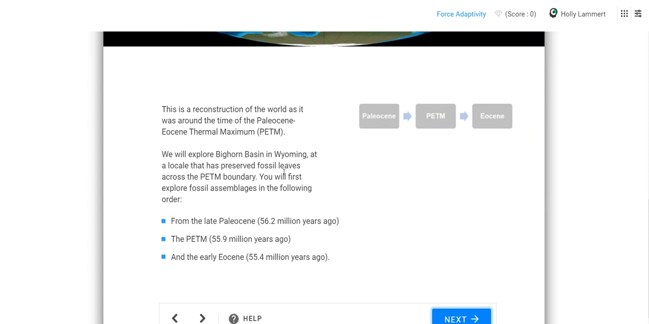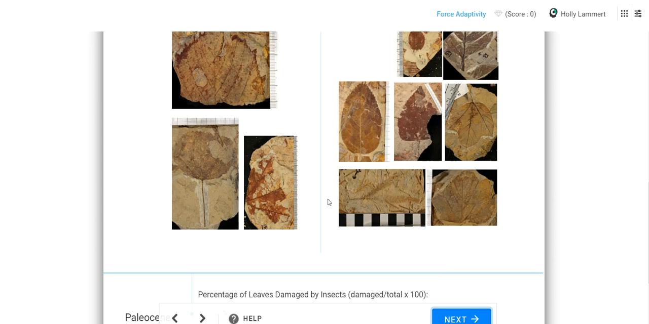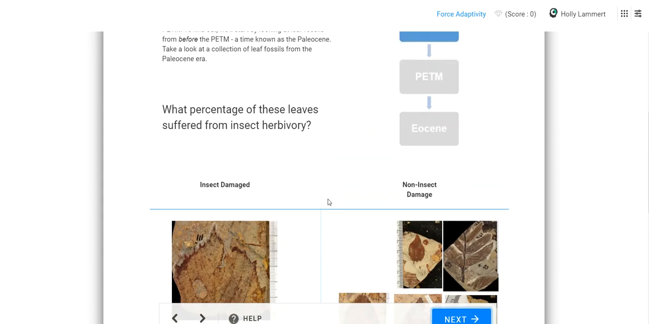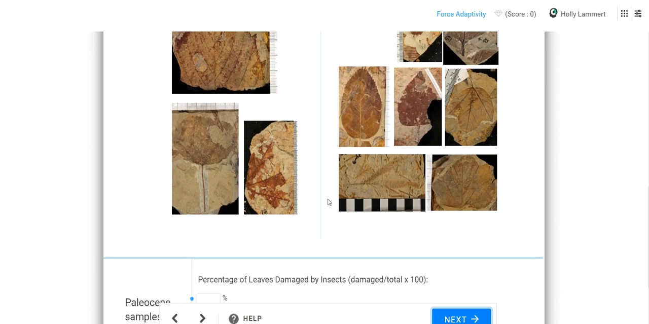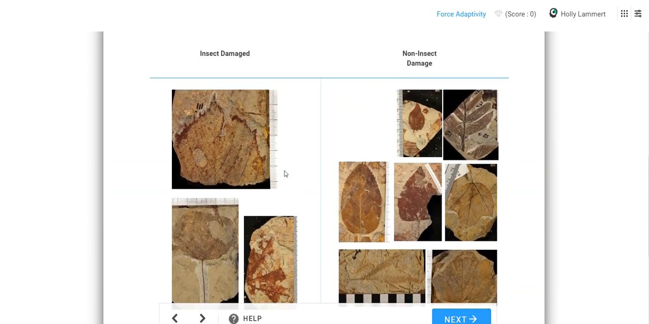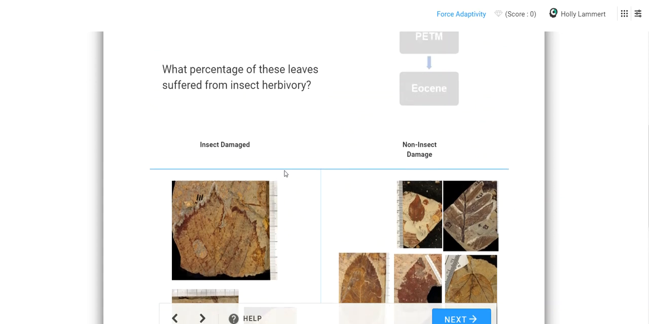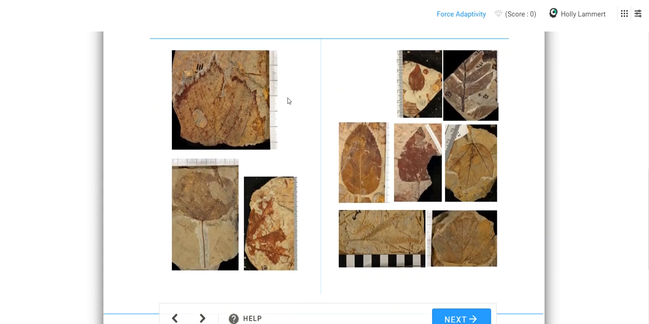There's a reconstruction of the world as it was at the time of the Paleocene-Eocene thermal maximum. We will explore Bighorn Basin in Wyoming, same place, and we'll look at that boundary. All right, so here we go. Let's look first at the Paleocene. We have the insect damage and non-damage. And now we want to estimate the percentage of leaves damaged by the insect. And so you can take a look. How might you estimate the percentage there? Maybe if you go 1, 2, 3, 4, 5 inches, I'm assuming.